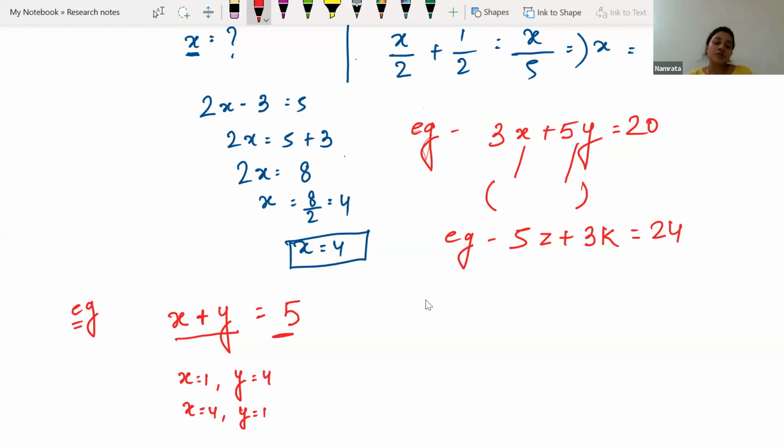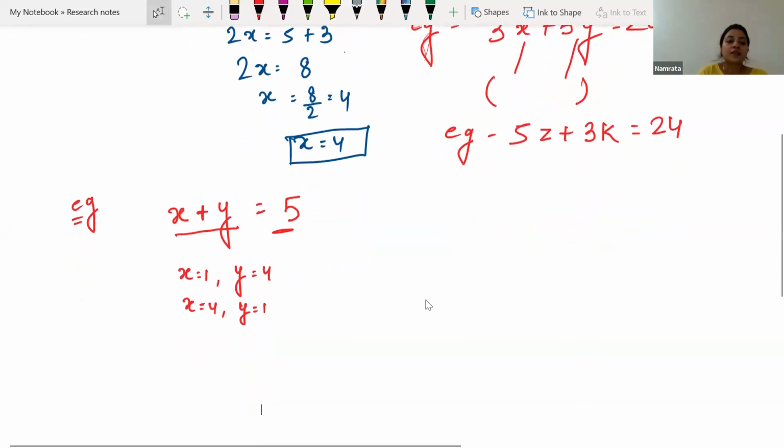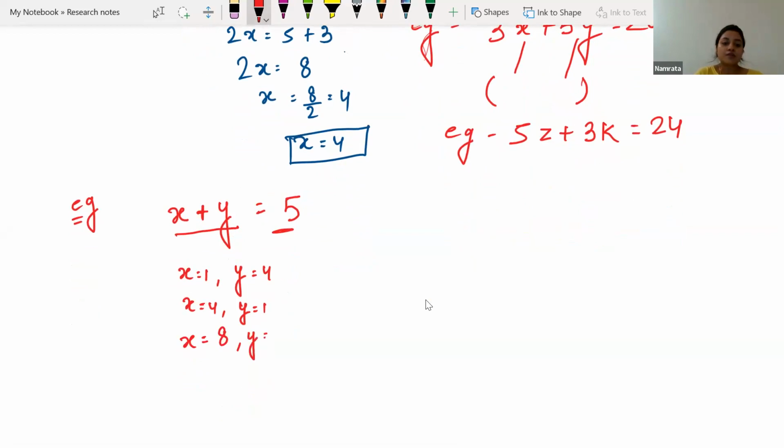We can also say that the x value is 8 and the y value is minus 3. Minus 3, can we say? The value can be anything. It can be a positive number. It can be a negative number. It can be a rational number. It can be anything, right? It can be a decimal, a fraction. Anything can be the value.